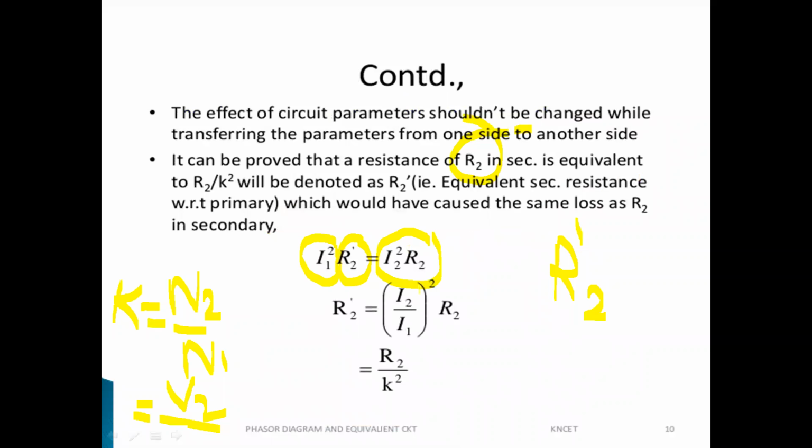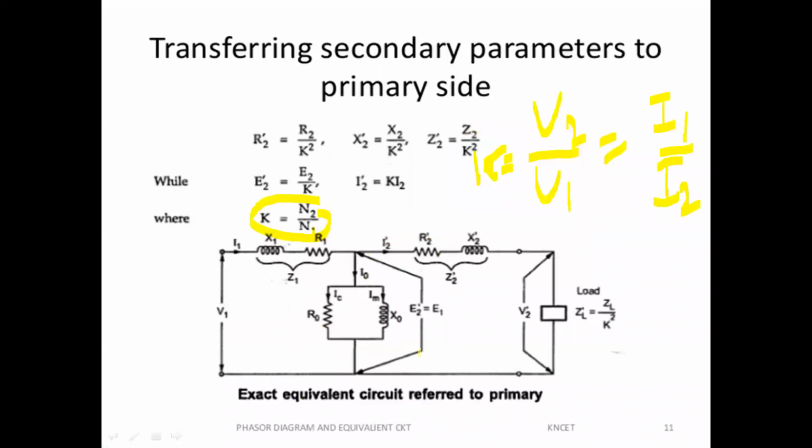So therefore I2 by I1 means 1 by K. So R2 dash equals R2 by K square. That means if you want to transfer secondary resistance to the primary circuit, represented with R2 dash, the secondary resistance is divided by K square. Then we get the primary equivalent of secondary resistance, or secondary resistance referred to primary side.